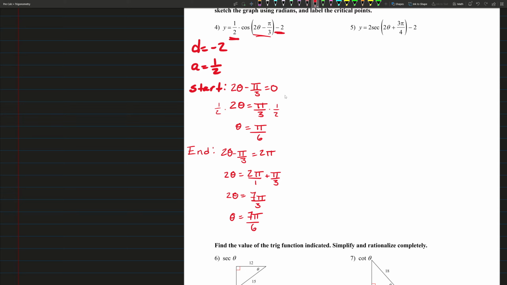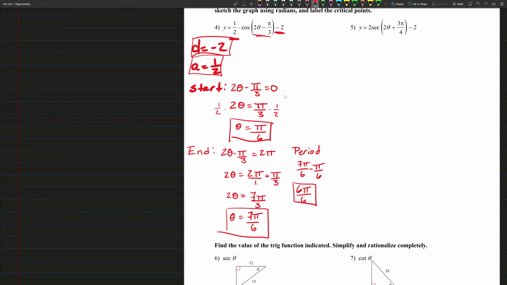Then our period is just the difference between the start and the end. So that's 7 pi over 6 minus pi over 6, which is 6 pi over 6. So we have a start, we have an end, we have a period, vertical shift, and amplitude. Now we just have to graph it. So we make our t.